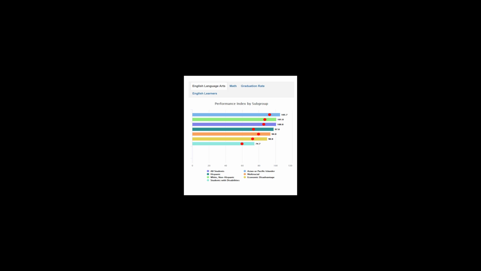You'll also see performance index calculations on the GAP report. These are much more specific than the overall performance index. In this case, English language arts tests are separated from the math tests, and each one is calculated with performance index. And then each of those are divided out by subgroups, which are all students, Hispanic students, white students, students with disabilities, Asian Pacific Islanders, multiracial and economically disadvantaged students.